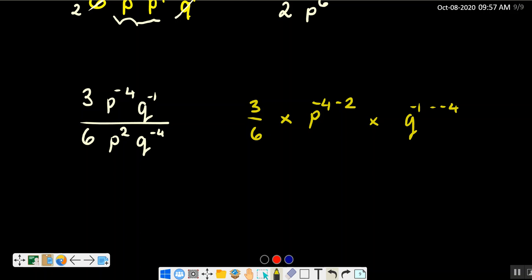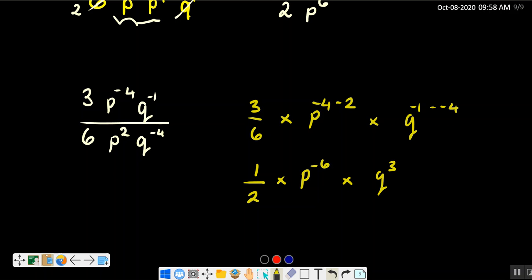Well, 3 divided by 6 is a half. Negative 4 subtract 2 is p to the power of negative 6. Q, negative 1 minus negative 4 is q to the power of what? Negative 5? Not quite. It's actually positive 3, isn't it? Negative 1 add 4, when you've got subtract a negative, it's like adding 4.